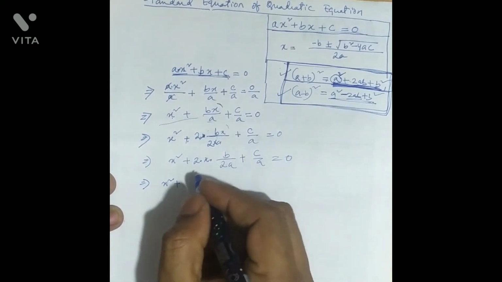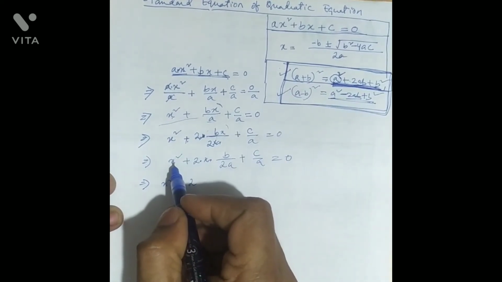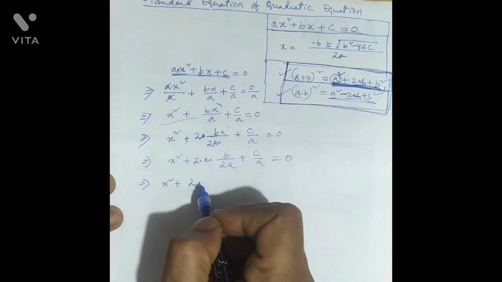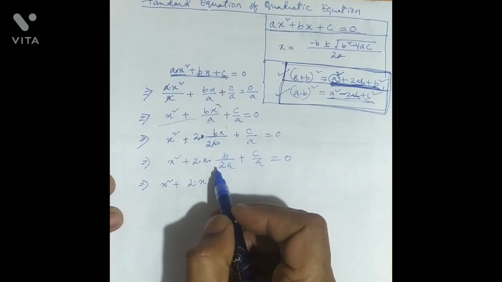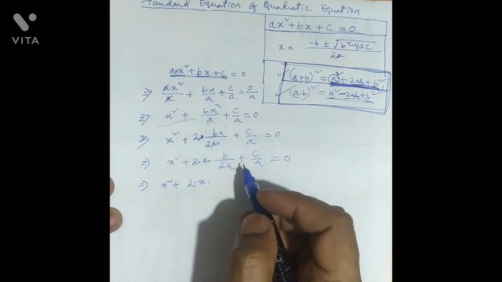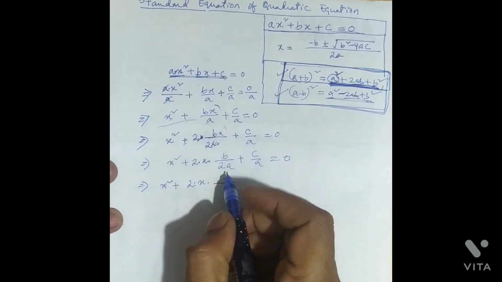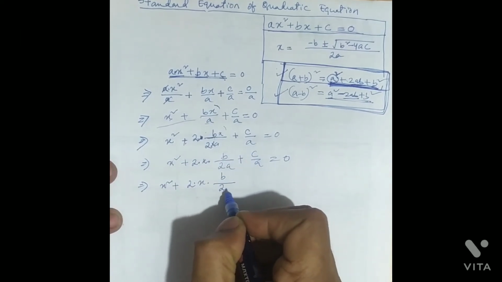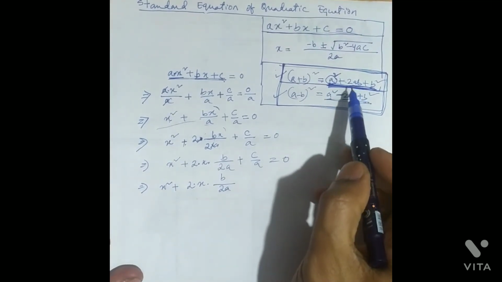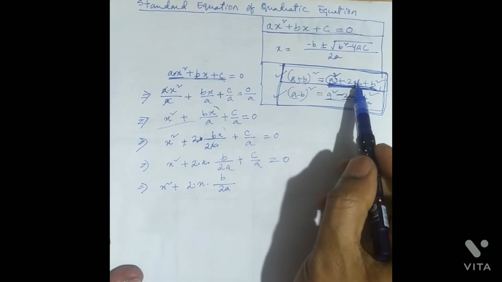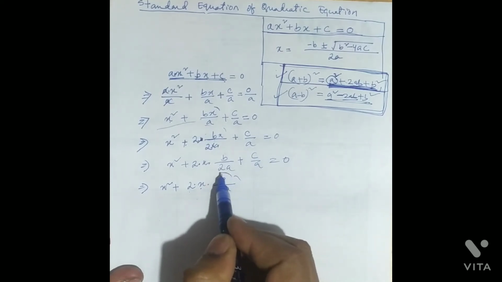So twice a b: 2 is here, in place of a we have a, here is a x, in place of x we have x, so it becomes 2a. So what remains is b by twice, we cannot cancel it, this has to remain because b is already there, so b by twice a. So in that case we can say 2ab, 2ab, this whole mass is b.